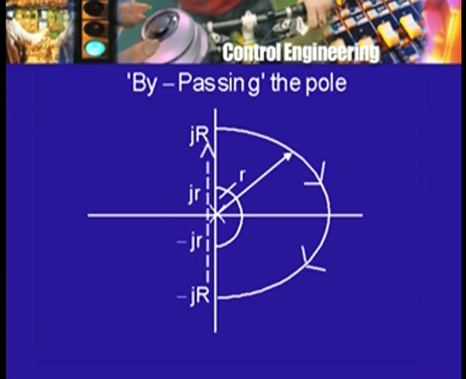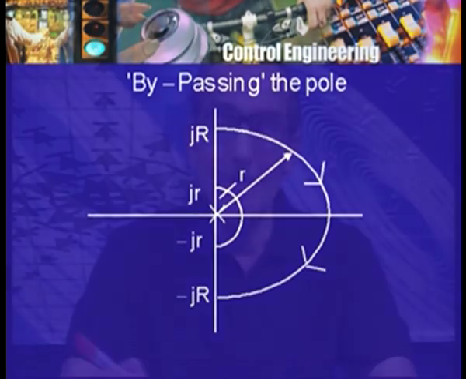So, the contour now consists not just of the straight line part of the j omega axis and the semicircle, but it consists of 3 parts, or if you wish 4 parts. There is this small semicircle which is like a bypass or a detour into the complex plane, the right half plane. Then there is the big semicircle which we had as before, and then there are these 2 parts of the j omega axis which are symmetrically situated. Now, what is the effect of this?